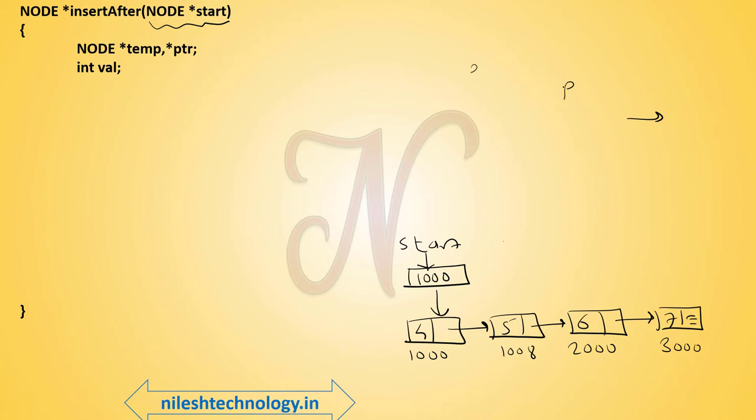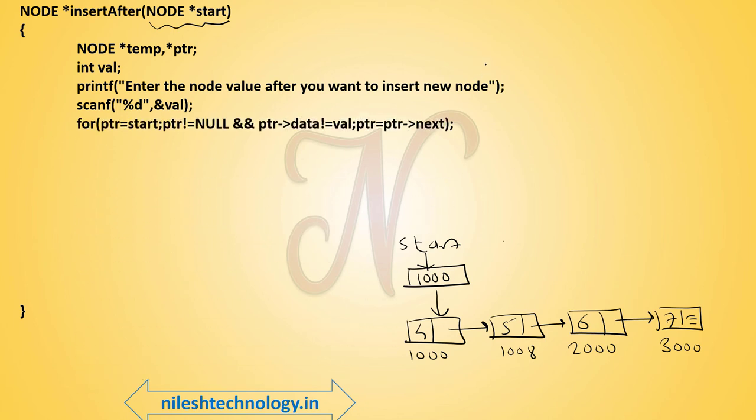Next, we accept one value from the keyboard. Here we assume the value is 6, for example. So ptr equal to start, and now the address is 1000. Next condition: ptr is not equal to null and data is not equal to value. Data is 4, so 4 is not equal to 6. True. Okay, going ahead.